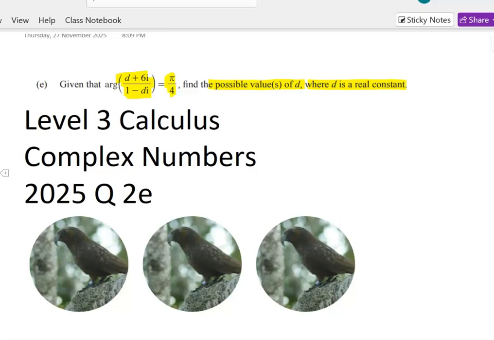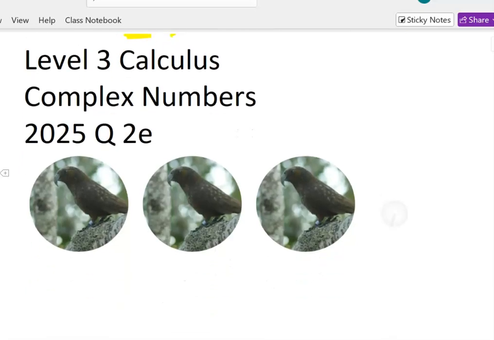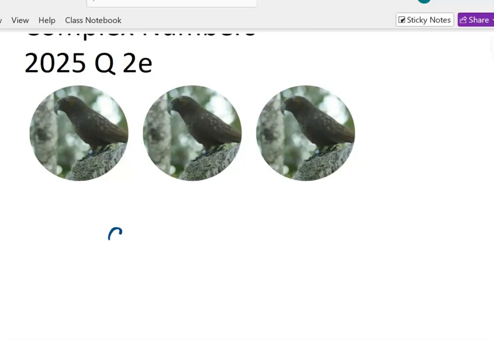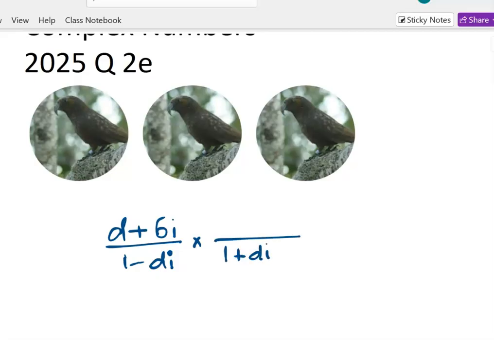Right, so let's have a look at what (d + 6i) over (1 - di) is. We're trying to find the values of d. It's usually a good idea to multiply by the conjugate over the conjugate so that we can get our complex number into straightforward a + bi form. In the denominator, first of all, we get 1 minus d squared i squared, so 1 + d squared.